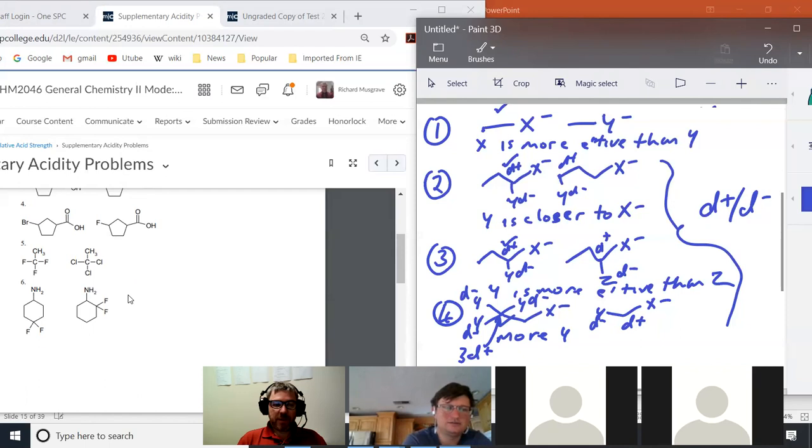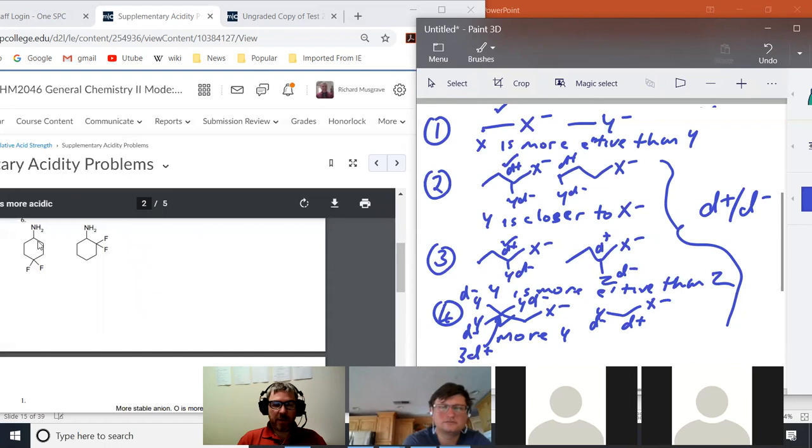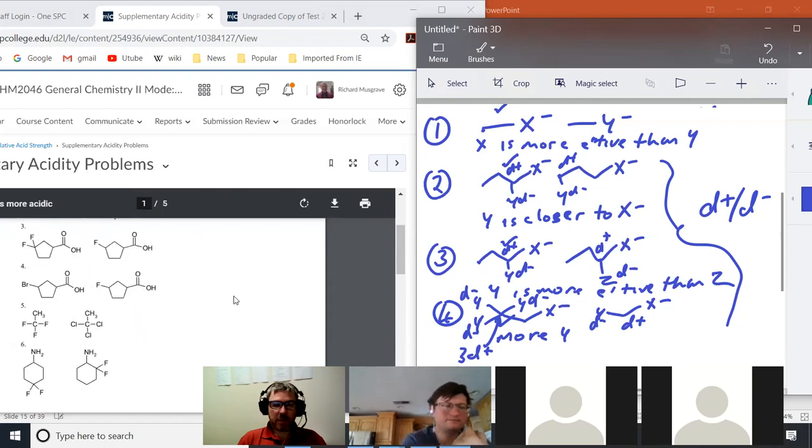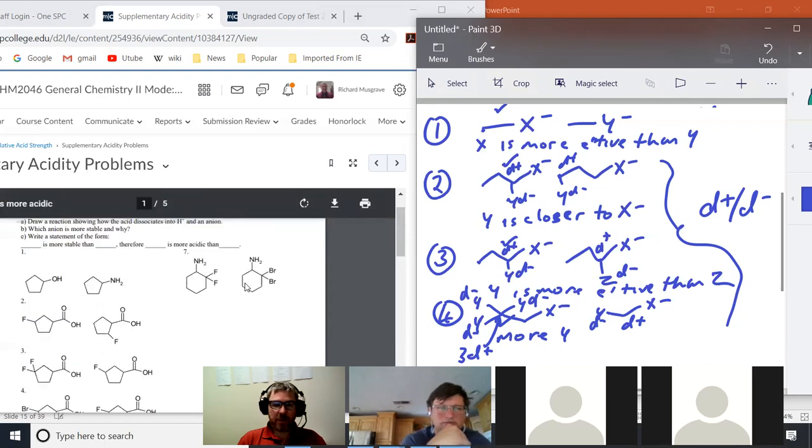What about number 6? What scenario are we talking about there? 2. That's 2 because of distance. We've got 2 fluorines and 2 fluorines, but in this case, they're closer to the NH2 on the second one than they are on the first one. And number 7, that's also going to be 3 as well because we've got 2 Fs in the same location versus 2 Brs. All right, so that's how we do it.